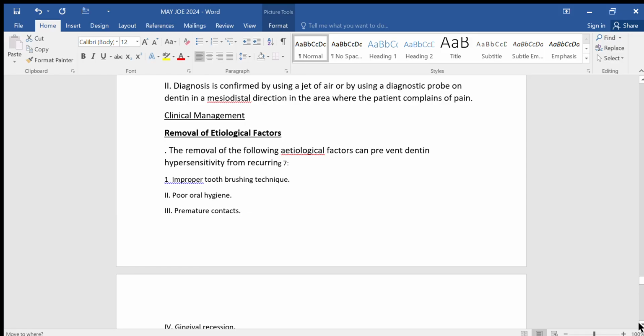So if you find any particular area associated with hypersensitivity, then educate the patient and demonstrate that area with precision. So these are the basic methods to remove any etiological factors which are responsible for dentin hypersensitivity.